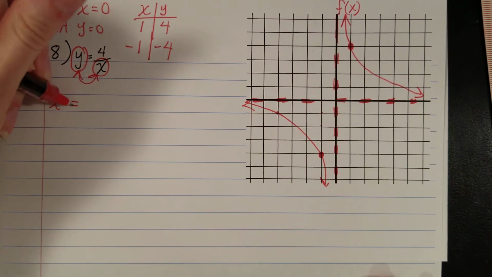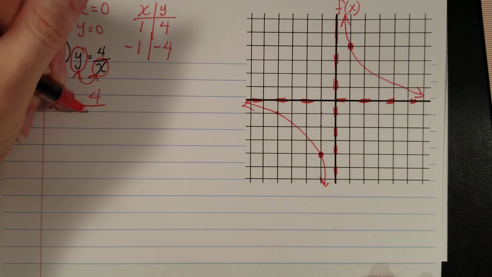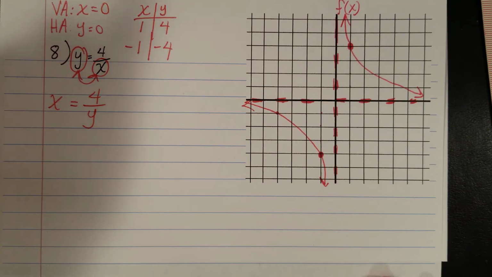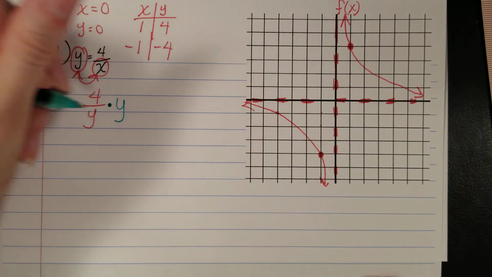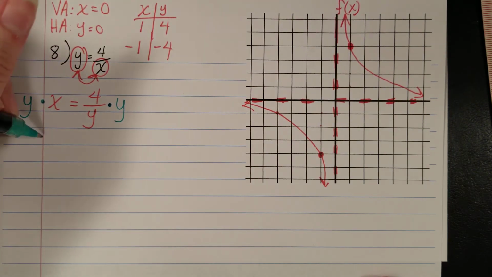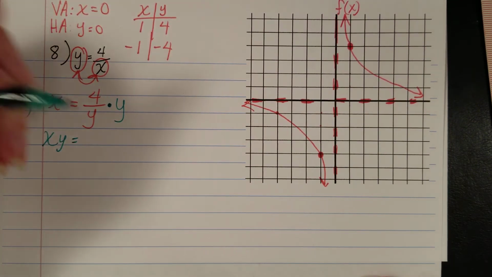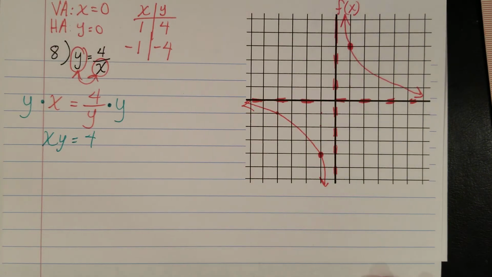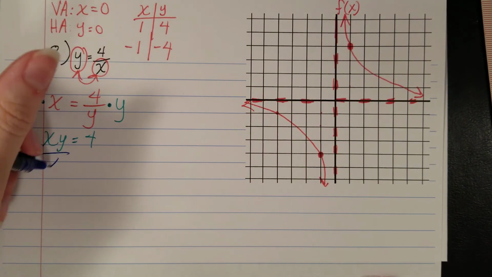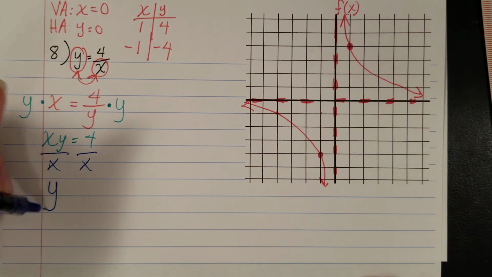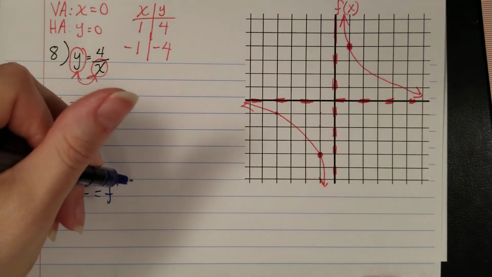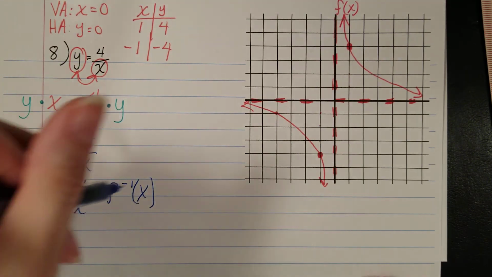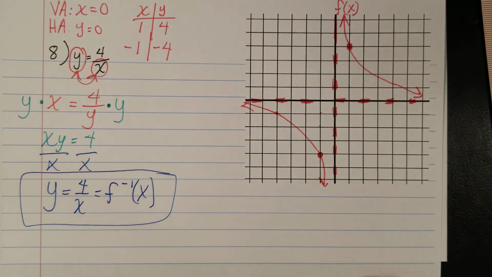So x equals 4 over y. To solve for y, I would multiply both sides by y. So basically x times y is equal to 4, and then to get y by itself, I would divide both sides by x. So y equals 4 over x. So that is the inverse. So this is a case where the function is equal to its own inverse.